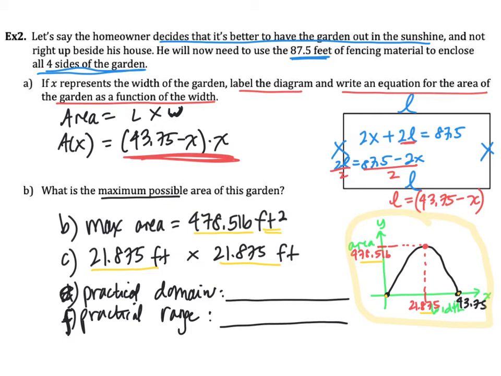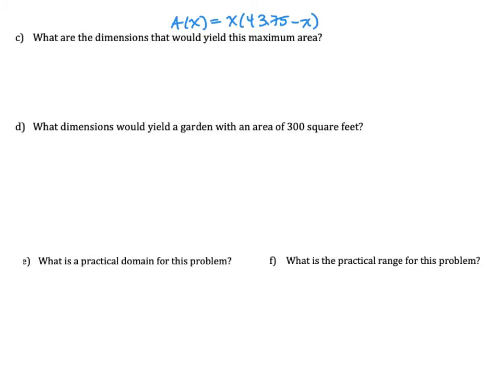So your practical domain is what's going to yield your possible areas. So that's going to be from 0 to 43.75. Really, we should have rounded on both of those because we shouldn't have an area of 0. We really want the area of the garden to exist, so it should be exclusive and exclusive. For the practical range, again, we really don't want to have an area of 0 or else the actual garden wouldn't exist. And then you would go to 478.516, and that would be inclusive because you could have a maximum area of 478.516 feet squared.